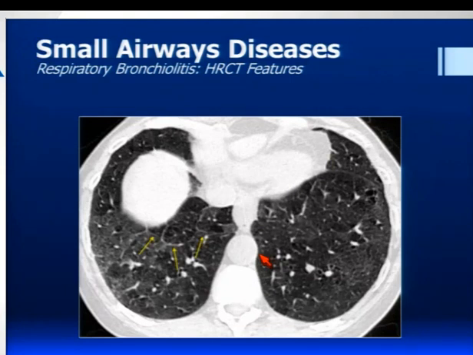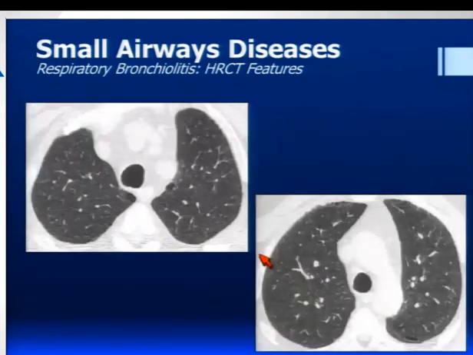In other words, you will see these occasional areas of decreased attenuation, which if you did an expiratory scan, they will air trap. You will see some thickening of interlobular septa, as highlighted by the yellow arrows. If you look hard enough, you will also see some emphysema.